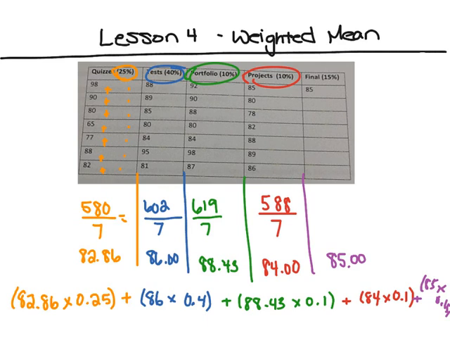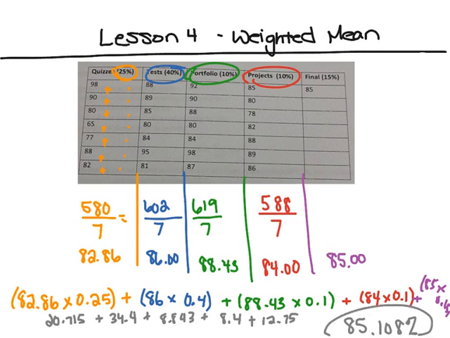So we're going to calculate this, and you should get 20.715. Pause the video and calculate all of this yourself. You should get, for the next one, 34.4 plus 8.843 plus 8.4 plus 12.75. And when we add all these numbers up all together, you get 85.108%. So you have an 85 in this class.